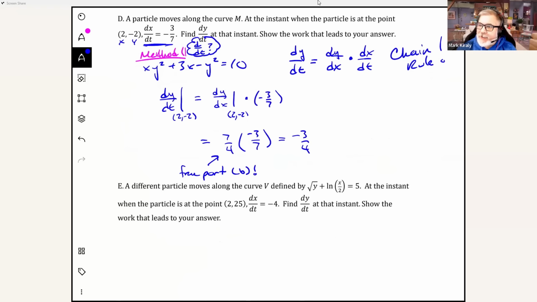Okay, part E. A different particle moves along the curve C, defined by the square root of y plus the natural log of x over 2 equals 5. At the instant when the particle's at the point (2, 25), now so not 2, negative 2, in a whole different curve, dx dt is negative 4. Find dy dt at that instant and show the work that leads to your answer. So this is a case where I can't use the method we used.